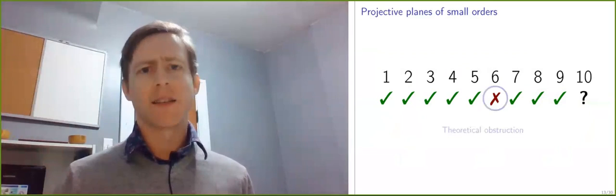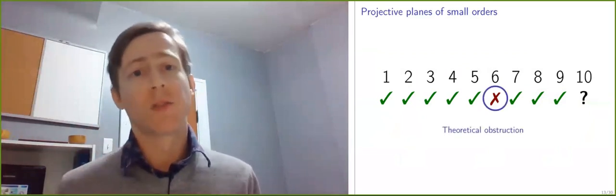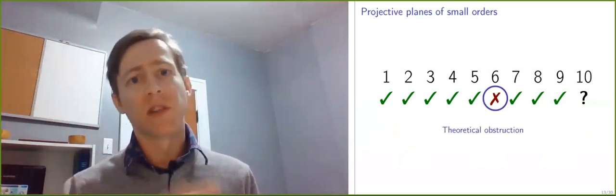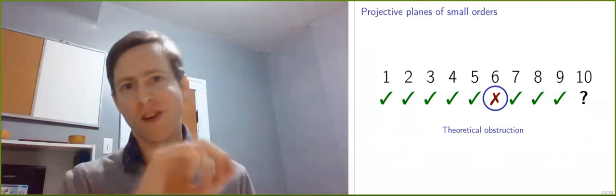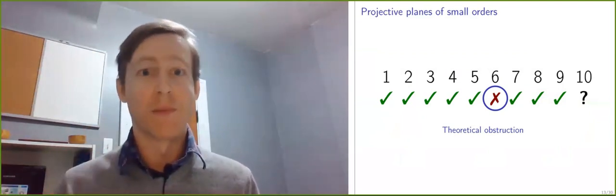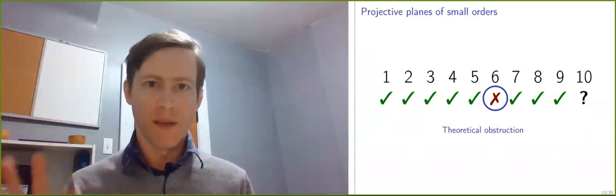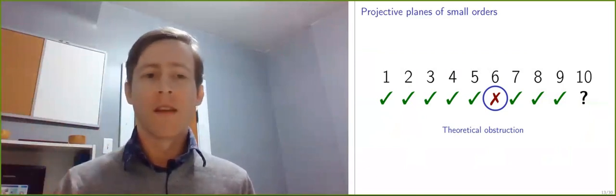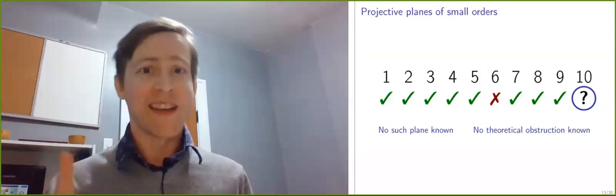What happens at 6? This is very interesting. In fact, it's a case you can just rule out. There's an obstruction which totally removes it. You don't actually have to draw all the points on a piece of paper. There'd be 43 points in this case. It'd be a mess. Now, what about order 10 case?